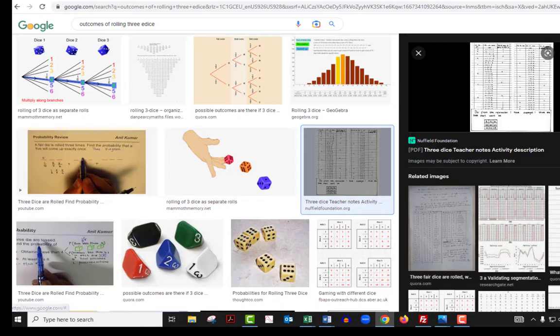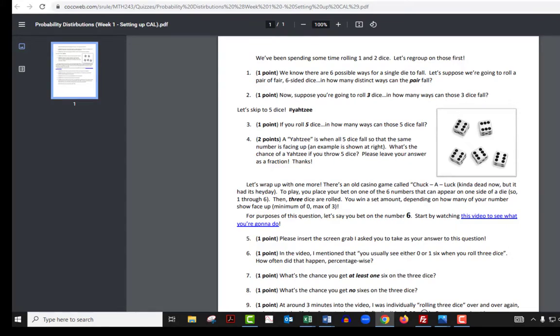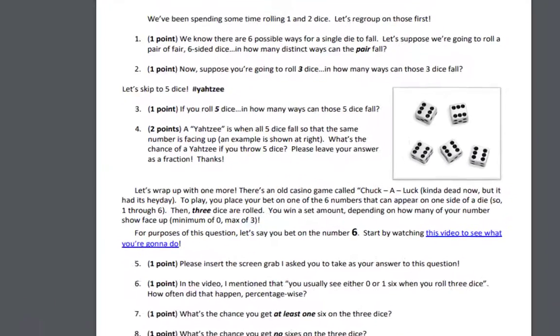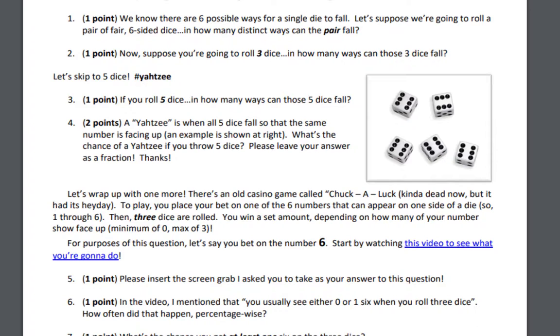Okay. So I guess what we're learning here is it makes more sense to just use the shortcut of 6 times 6 times 6. And I should have looked ahead. For number 3, exactly the same thing. If you roll 5 dice, how many ways can those 5 dice fall? Well, that's going to be 6 times 6 times 6 times 6 times 6.